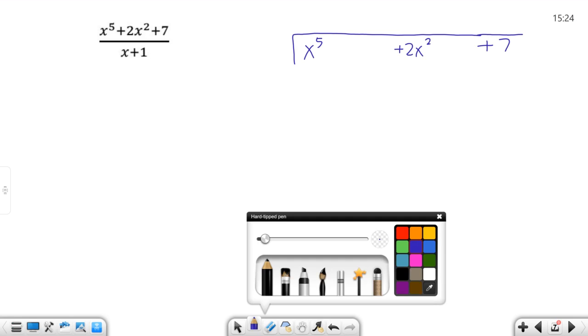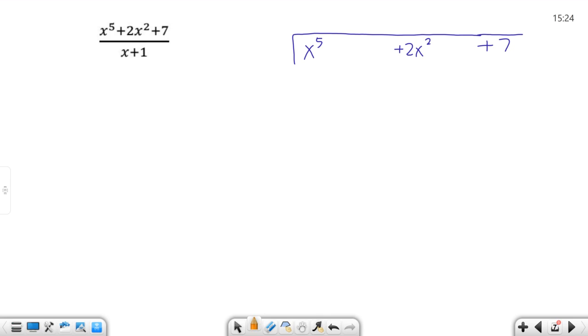So let me come back in here and put what's missing in here. We're going to put plus 0x to the fourth, plus 0x to the third, plus 0x. Okay? So now we have 5, 4, 3, 2, 1, in descending order, and even my missing stuff is now accounted for. And then out front I have what? x plus 1. And then I look at this and go, okay, what do I multiply by x to get x to the fifth? That will be x to the fourth. So x to the fourth, and then I multiply and get what? x to the fifth plus x to the fourth. And then what do I do?